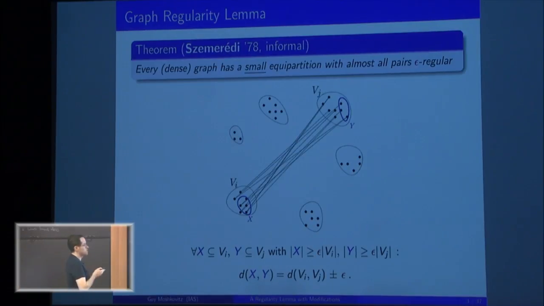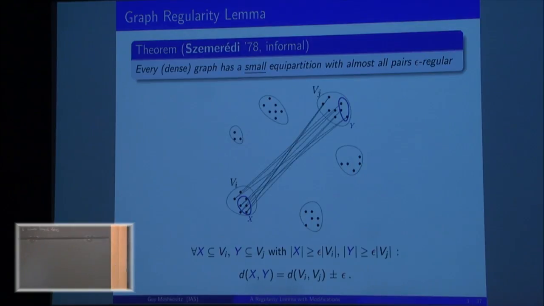Okay. What does this equipartition mean? All the parts are essentially of the same size, up to one or something, whatever. How many parts doesn't matter? That's the main point of it. This number of parts has to be small. What do I mean by small? Independent of the number of vertices in the original graph. It only depends on this parameter epsilon, the quality of the regularity.